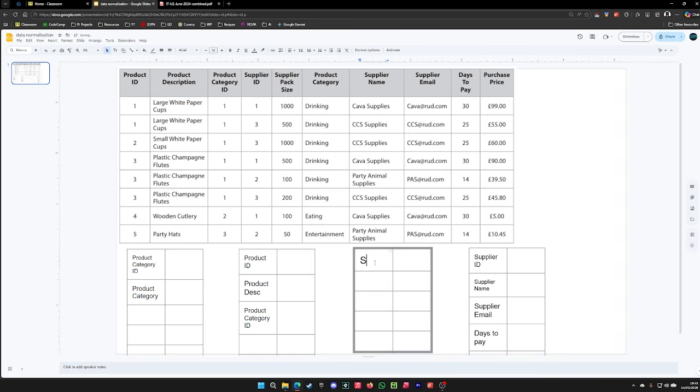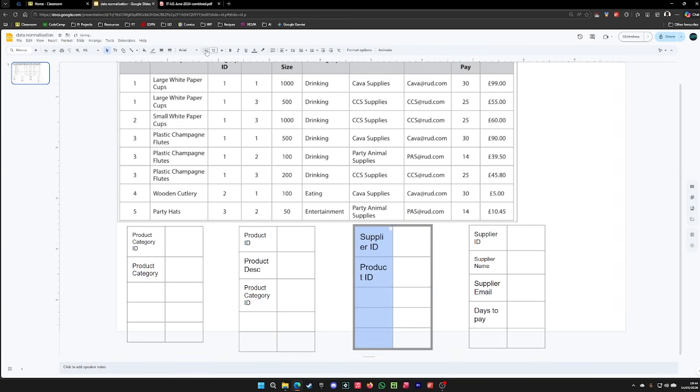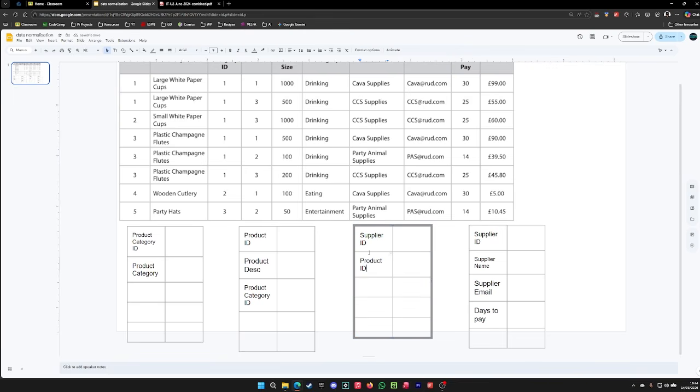So we go with a supplier ID because that's there. We've already used it, I know. And we use a product ID. So the combination of the product and the supplier will tell us that it's unique. Either one on its own is not unique and already used in our other tables. So the combination of those things.